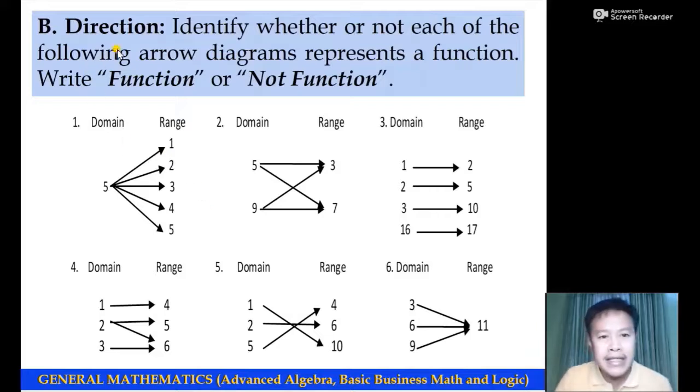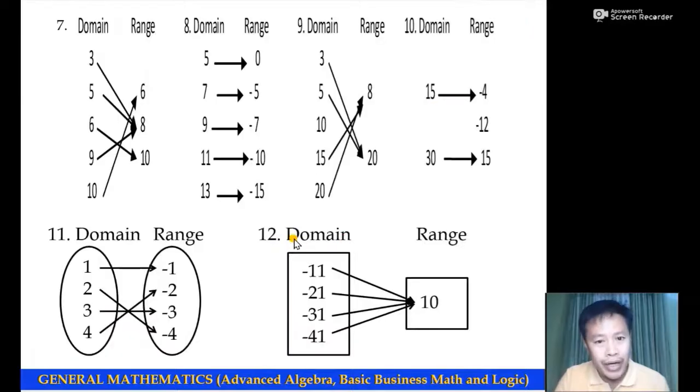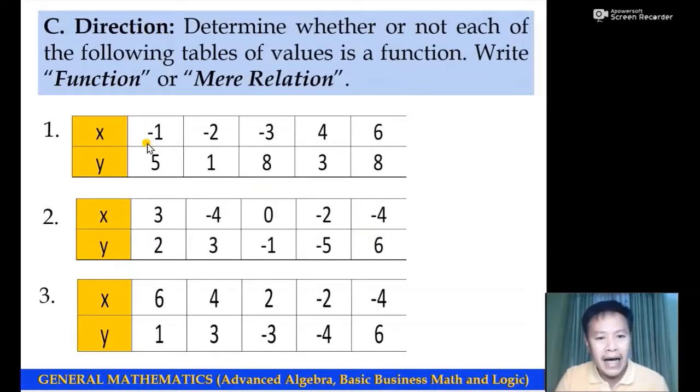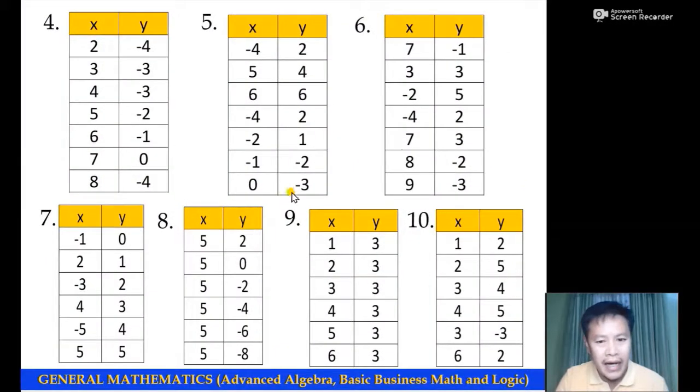Letter B is a relation represented by arrow diagrams. There are 12 questions here. Letter C, our relations are given by table of values. Take note, the instruction is write function or mere relation. There are 10 items here. You don't need to identify whether a function is one-to-one or onto. It's not part of the instruction. I just only included that in the explanation so that you can have the review of what is the meaning of one-to-one, one-to-many, many-to-many, and many-to-one.